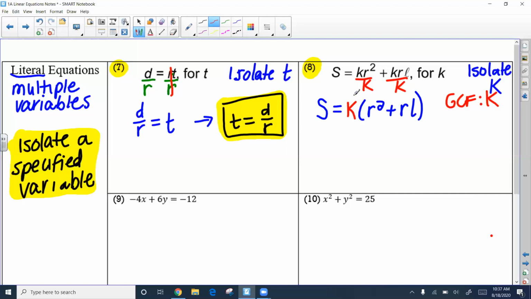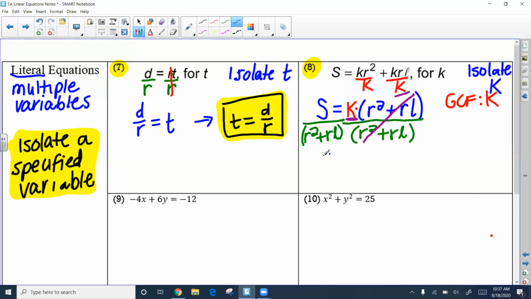Okay, now, like I said, we're trying to get the K by itself. This K is multiplied by R squared plus RL. So the opposite of multiplying by something, to get rid of it, or the inverse operation, I can divide. So I'm going to divide by R squared plus RL. And of course, whatever I do to one side of the equation, I have to do to the other. So I have to divide both sides of the equation by R squared plus RL. The reason we do that is because now on this side, the R squared plus RL will divide out, and the K will be by itself, which is what our goal is.